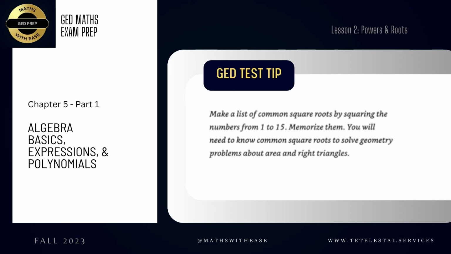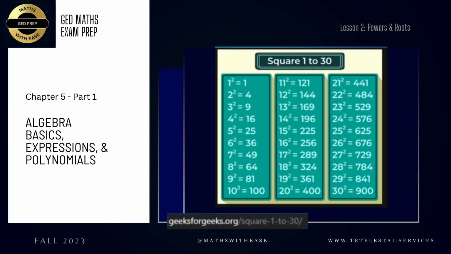Make a list of common square roots by squaring the numbers from 1 to 15 and then memorize them. You'll need to know common square roots to solve geometry problems about area and right triangles. So I pulled this off of geeks.org. It's telling you to memorize up to 15. This one goes up to 30. But these are just showing you the squares of numbers up to 30. Okay.